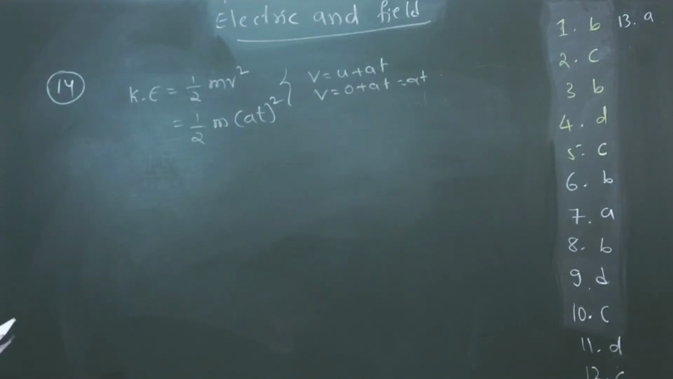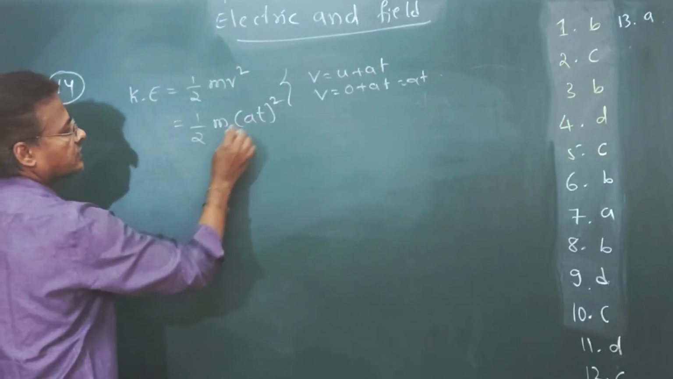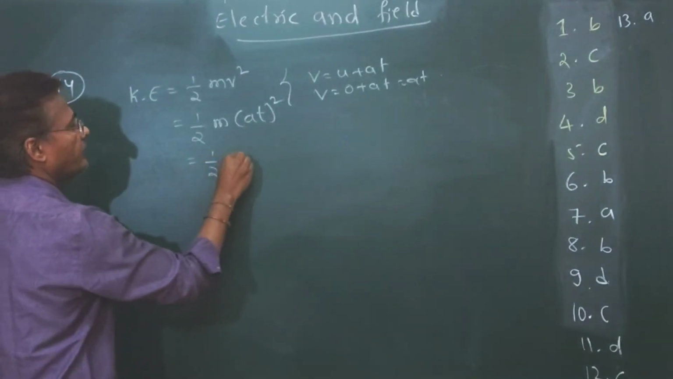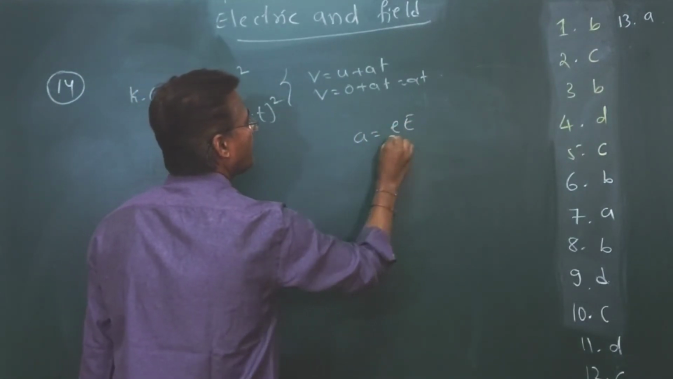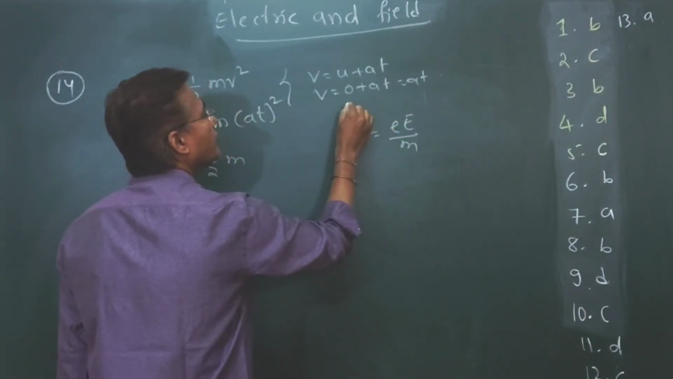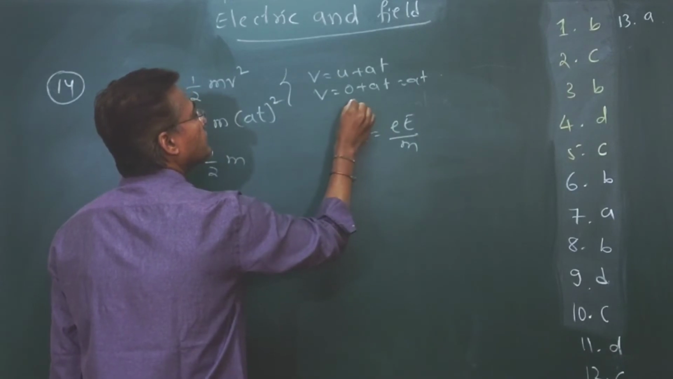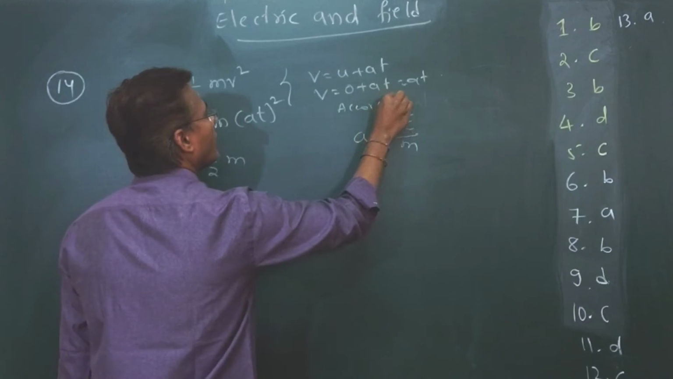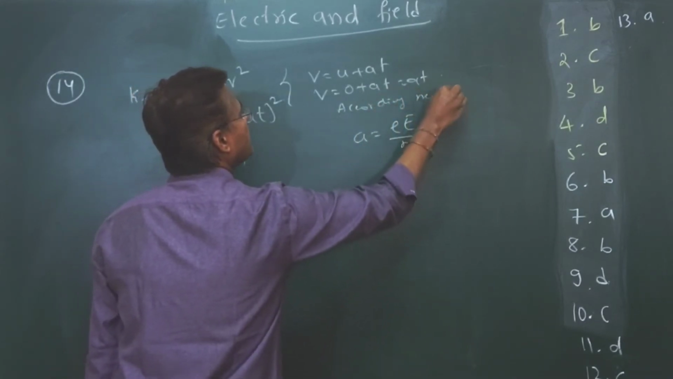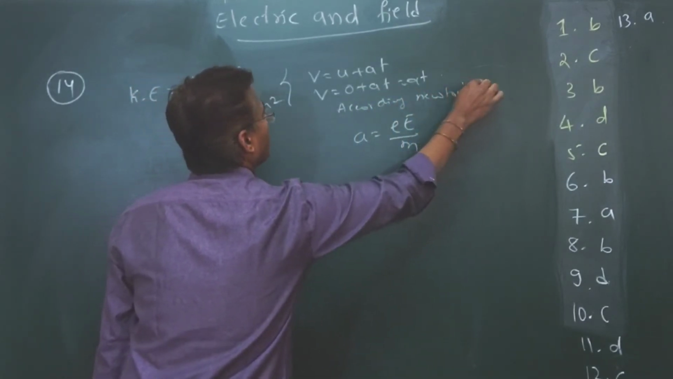So a into t whole squared, as we know the acceleration, so this is half m. Acceleration equals qE divided by m, according to Newton's second law.